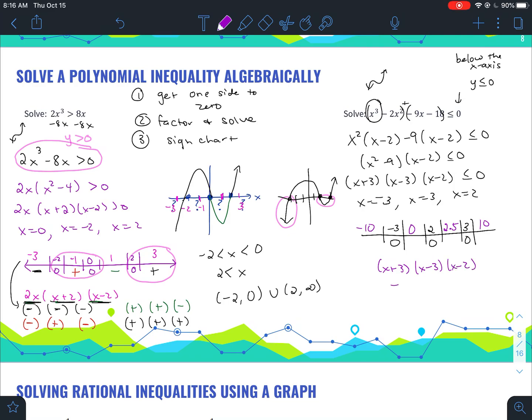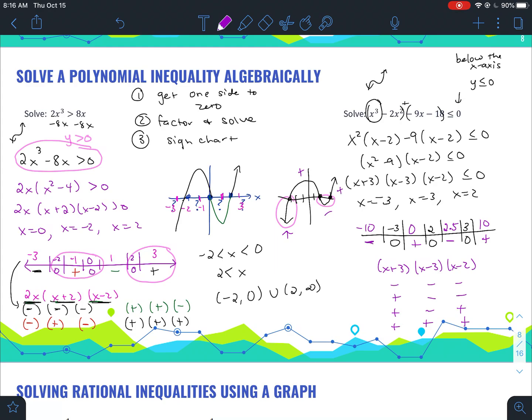If I plug in -10, I get a negative, negative, negative, which is a negative, and that makes sense because that's what's happening on the graph right here. If I plug in 0, I get a positive, a negative, and a negative, which would be a positive. If I plug in 2.5, I get a positive, a positive, and a negative, so that's negative. And if I plug in 10, I get a positive, positive, and positive, so that's positive. So notice that's what's happening on the graph. I have negative values, then positive values, then negative values, then positive values.